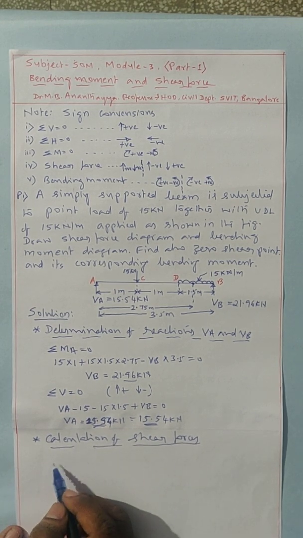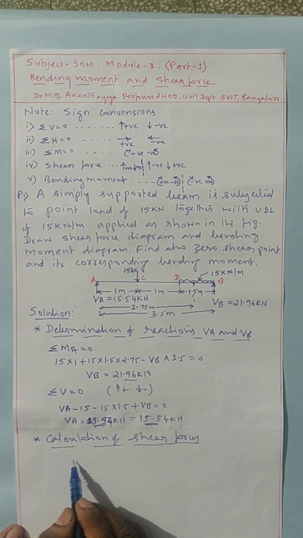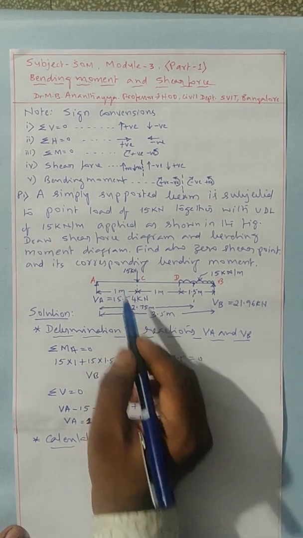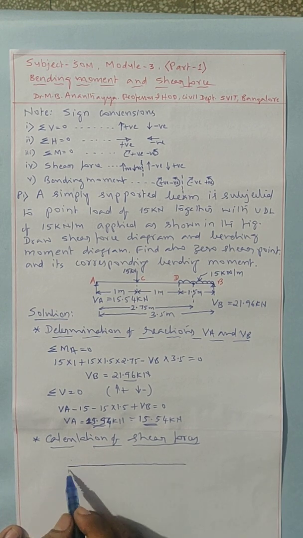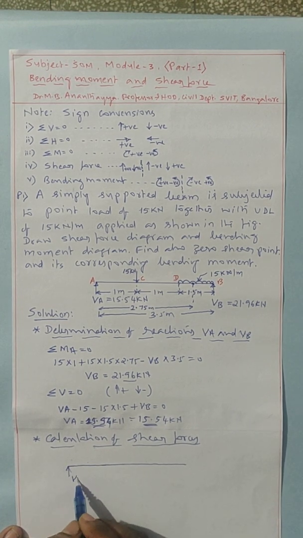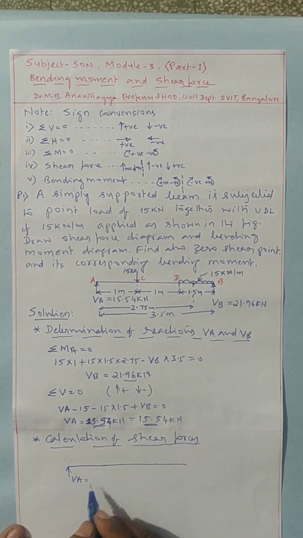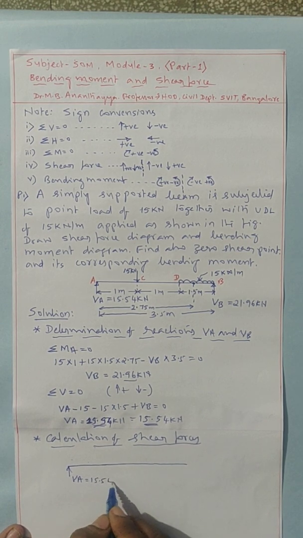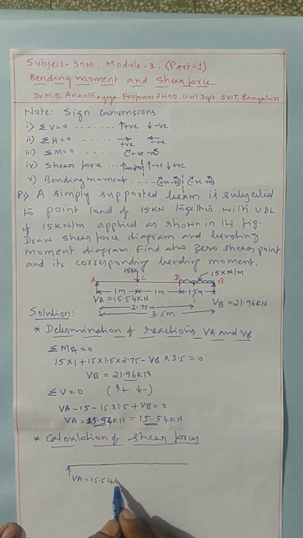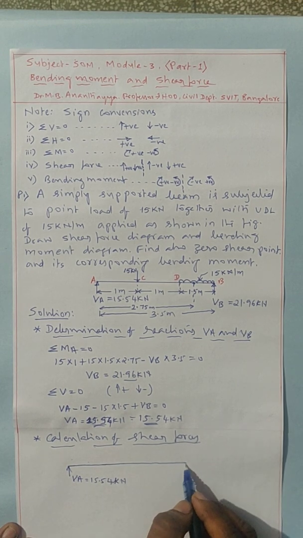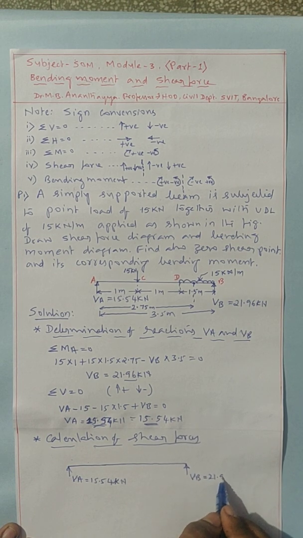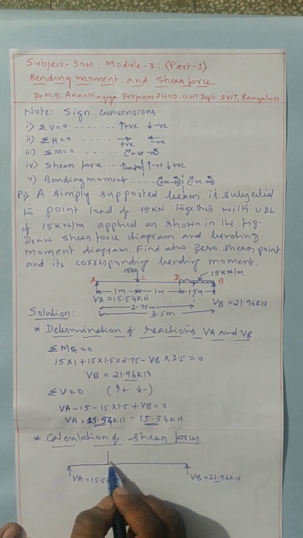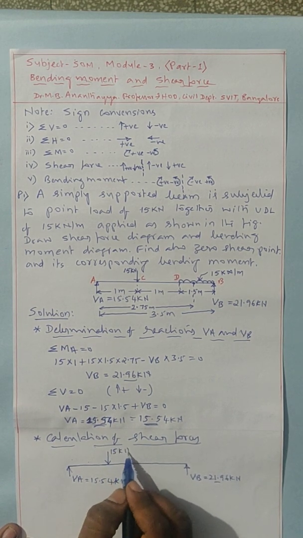See, shear force means we have to calculate if a point load is there to the left or right. One more, shall I write here only? Okay, I write one more figure. It is VA. We calculated VA equal to 15.54 kilonewton, VB equal to 21.96 kilonewton. Here a 15 kilonewton load is there.